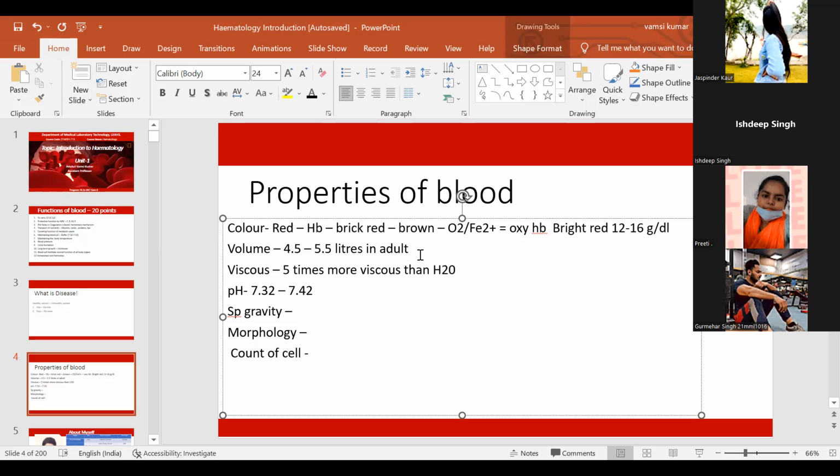If higher, then that is called acidosis. If it is lower, then it is called alkalosis. Then specific gravity. Can anyone say the normal specific gravity of blood? And what is specific gravity? Can you define specific gravity, and can you tell me the normal specific gravity of blood?